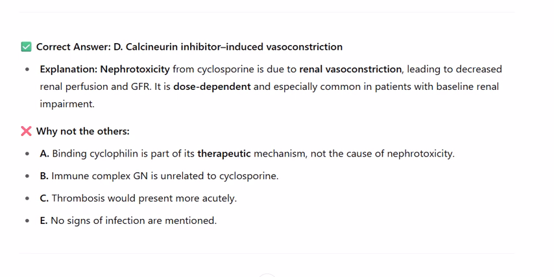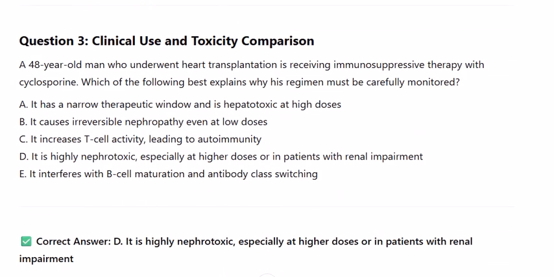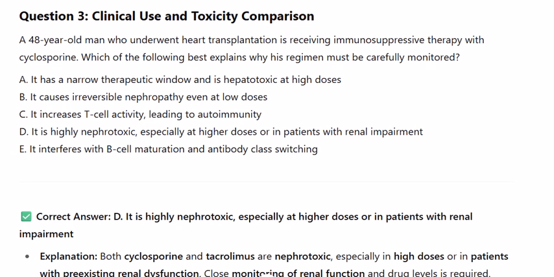Question 3. Clinical use and toxicity comparison. A 48-year-old man who underwent heart transplantation is receiving immunosuppressive therapy with cyclosporine. Which of the following best explains why his regimen must be carefully monitored?